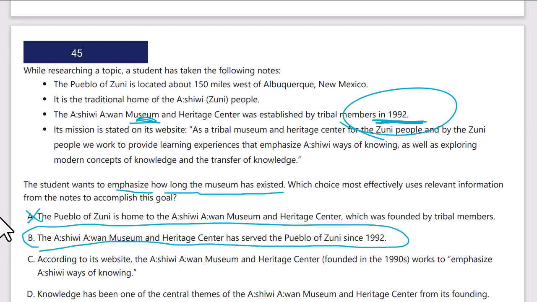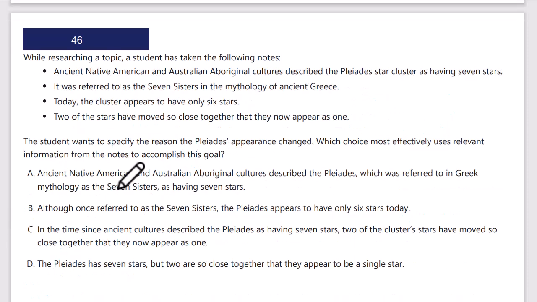According to this website, the Heritage Center, founded in the 90s, works to... no, that's emphasizing what it does. D, knowledge has been the central theme, so that's emphasizing what's important and what it does. B is the only one that emphasizes how long. B is the answer.